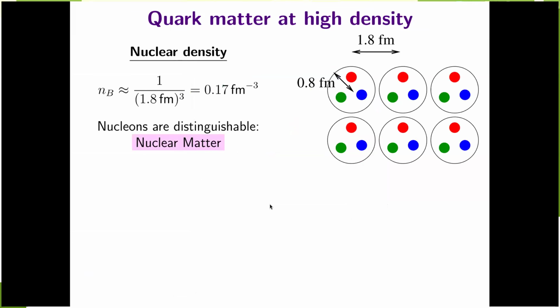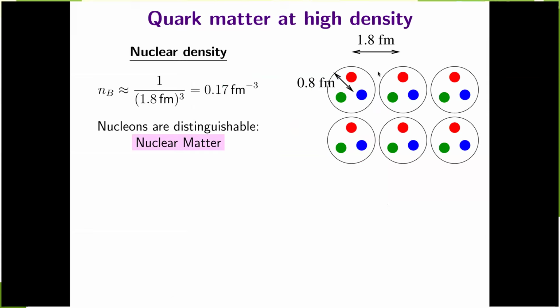So here is nuclear density. Nuclear density is 0.17 neutrons or protons per cubic Fermi, cubic femtometer. So here's a picture of what that looks like. This is 1 over 1.8 cubed, so they're about 1.8 Fermis apart. And each neutron or proton has a radius. It's not sharp, but roughly speaking, 0.8 of a Fermi is a reasonable estimate for the radius of a neutron or a proton.